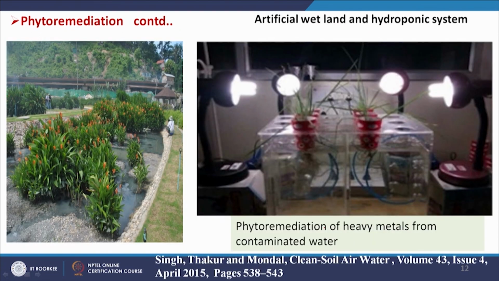And this slide shows us a photograph of an artificial wetland where the plants have been grown and used for the treatment of wastewater, and this is one lab scale setup. In the laboratory scale also, providing controlled light, the plants, that is Vetiveria zizanoides, have been grown here for the removal of arsenic, fluoride, etc., from the contaminated water.